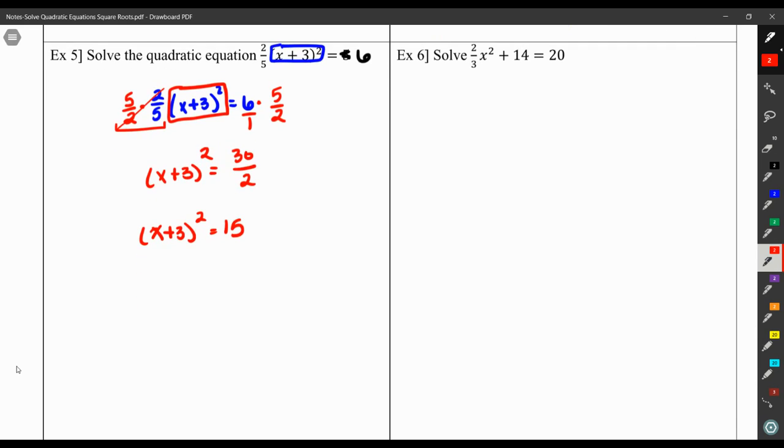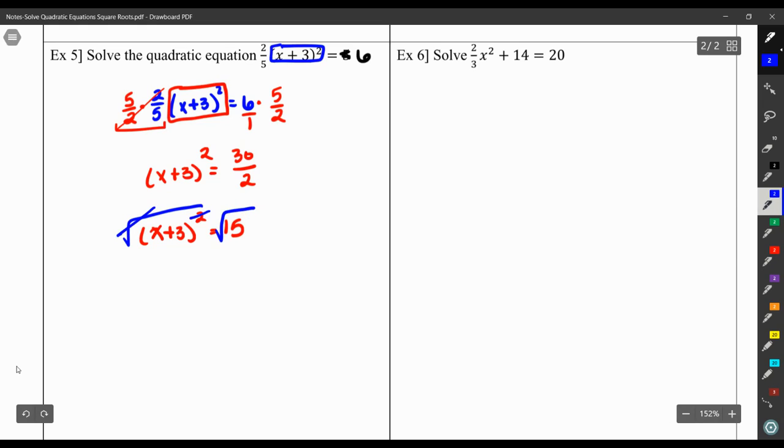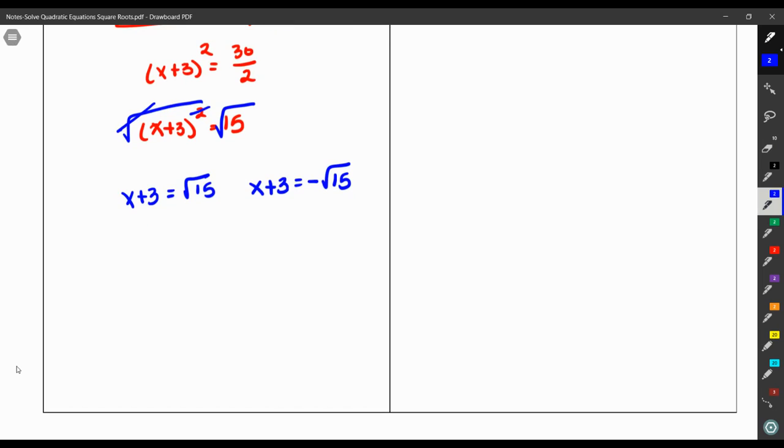Now that we have the squared part isolated, we need to undo the square by taking the square root of both sides. So we end up with the square root and the square cancel each other out, and we get x plus 3 equals. Now, square root of 15 is not a perfect square. So I'm going to have the square root of 15, and I'm going to have x plus 3 equaling negative square root of 15. x is not completely alone just yet, though.